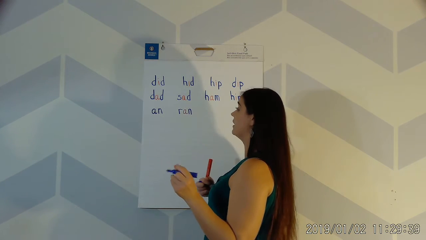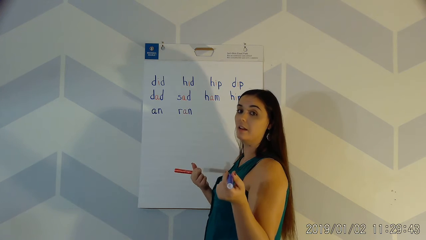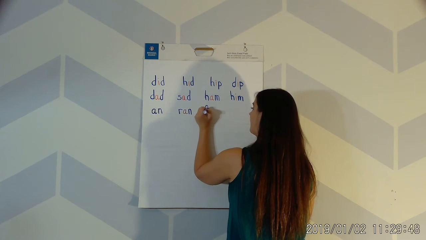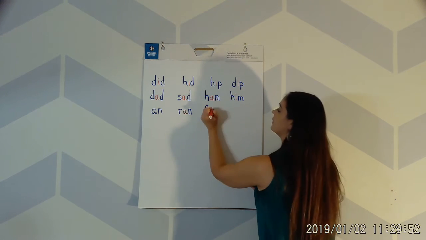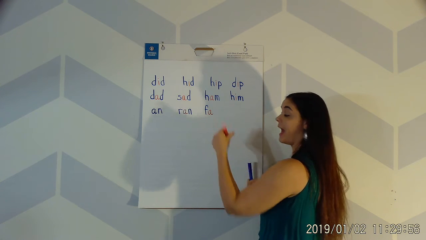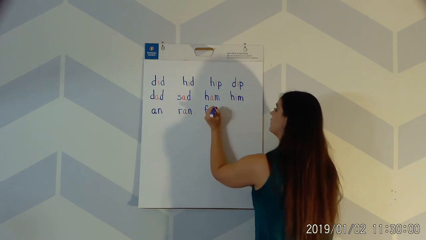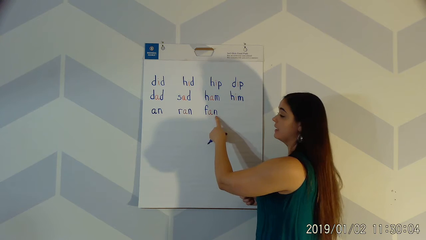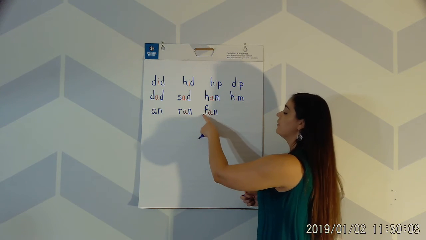Fan. Fan. F, a, n, fan. F says f. And that A will say a, f, a, fa. And that N says n. Let's blend. F, a, n, fan.